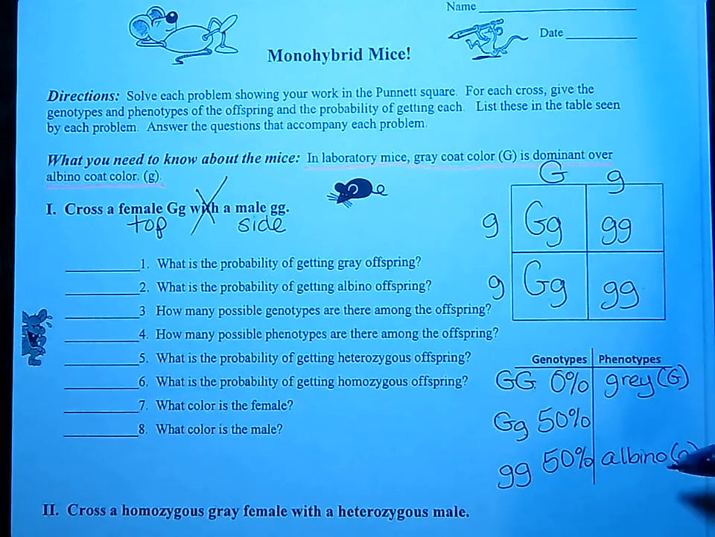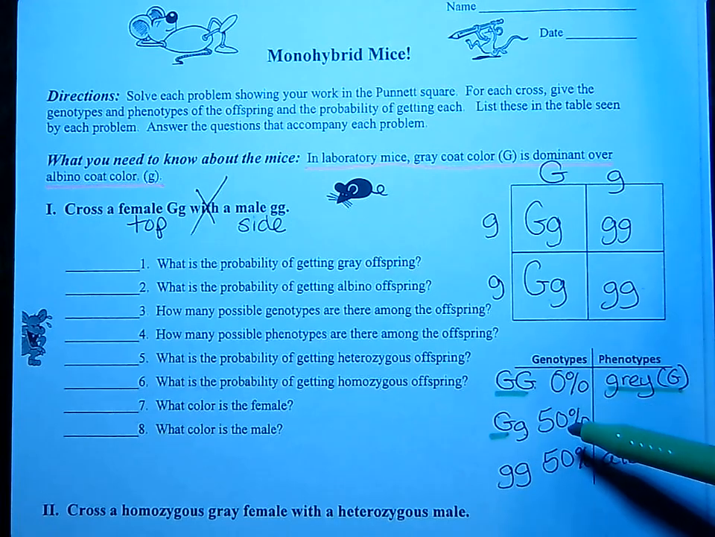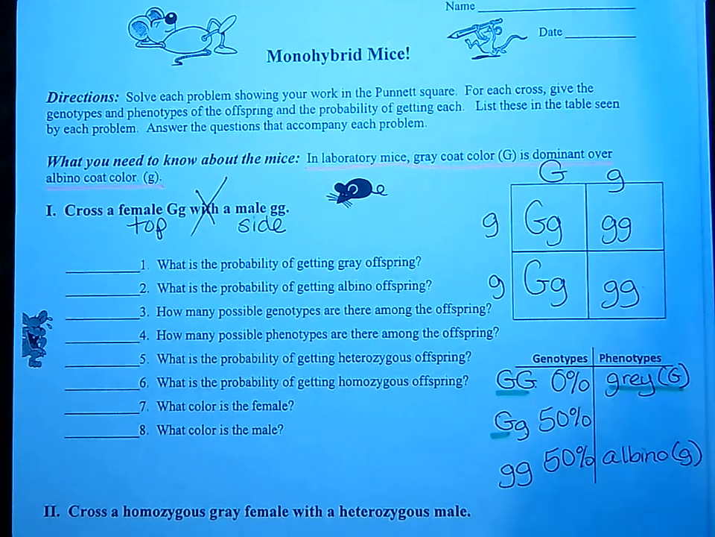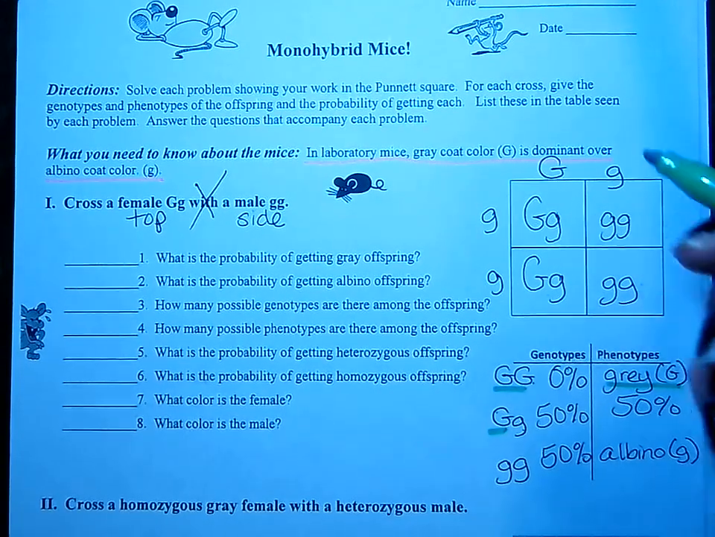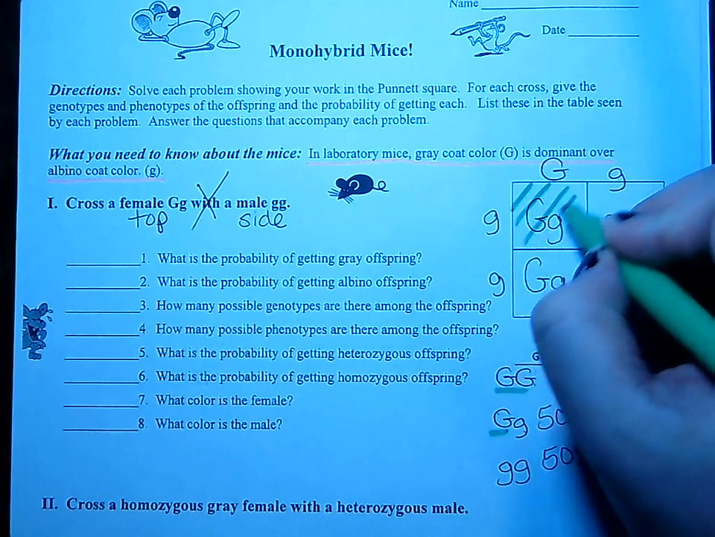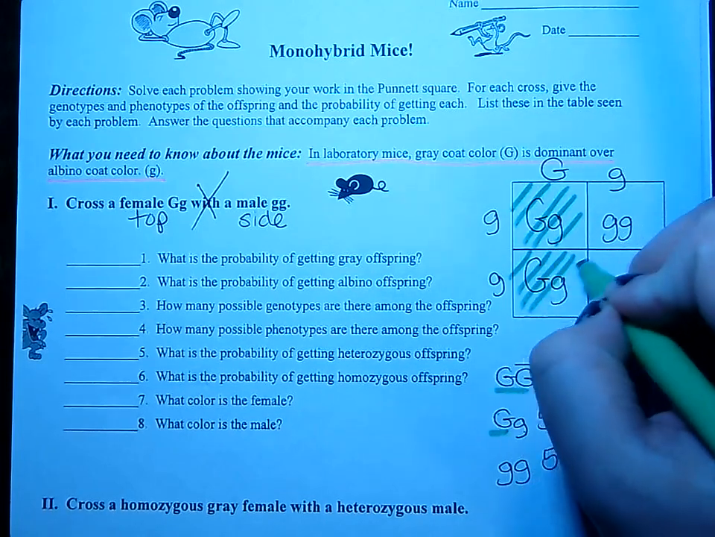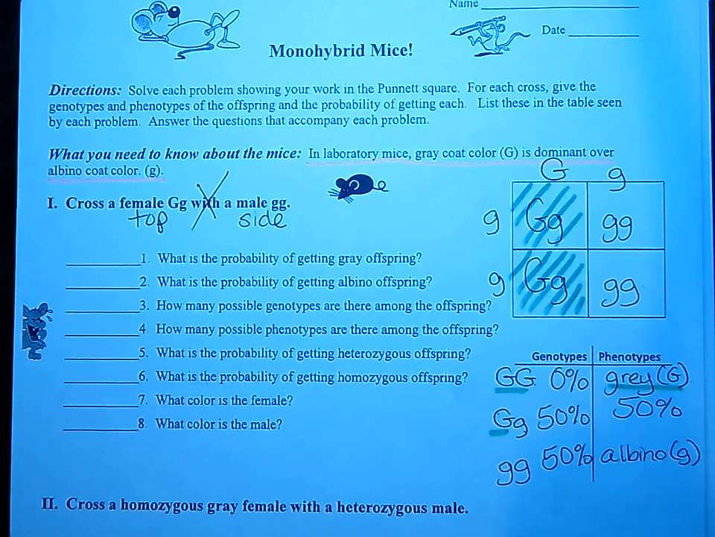So, looking at our phenotypes, if it has at least one capital letter, I'm going to shade it in. So you can look at our genotypes. 0 plus 50 would be 50. Or you can look at our Punnett square. Sure enough, you get 2 out of 4, which is 50. So this one is 50% gray to albino.